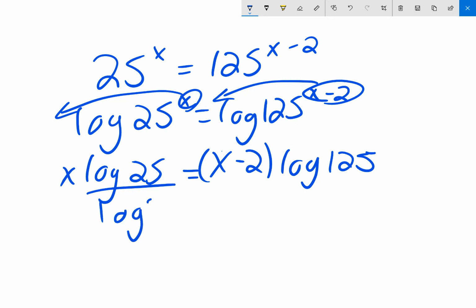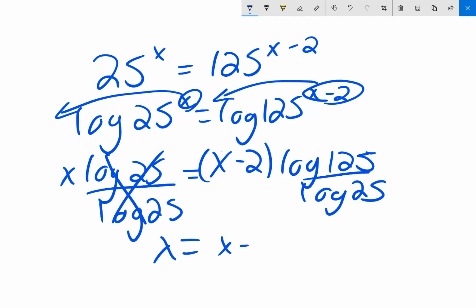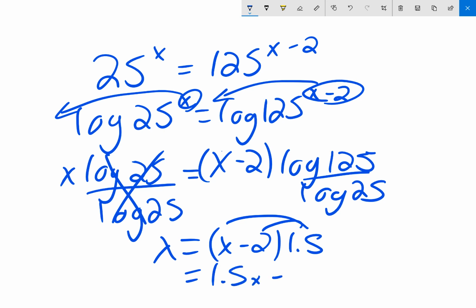Since 25 is smaller than 125, I'm going to choose to divide by the log 25. That leaves me with x equal to x minus 2 times 1.5. And again, just like the problem we had two or three problems ago, we need to distribute this value. So we get 1.5x minus 3 on the right equal to x.